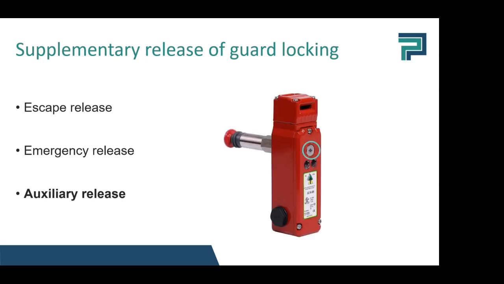And third, an auxiliary release. This is an alternative way for opening the guard when a malfunction happens or something like that. But in this picture, you see the auxiliary release is by a screw. We don't like it that much because if an operator has a screw, they can open it with a simple tool, and safety isn't achieved.